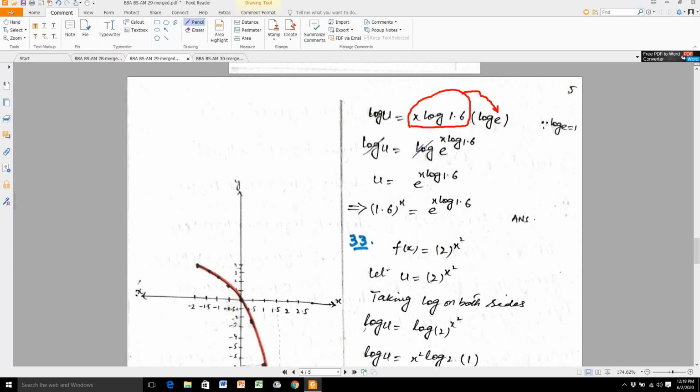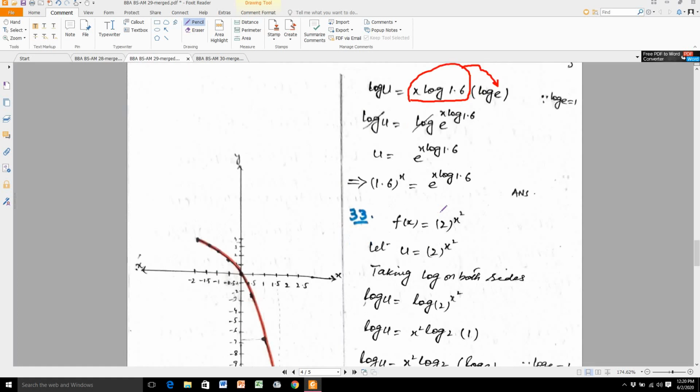So you see here log u is equal to log e raised to the power x log 1.6. So this log is cancelled with this log, and you get u is equal to e raised to the power x log 1.6. And we supposed that u is equal to 1.6 raised to the power x, so I write here its value. So here you see it is an exponential function whose base is e. In this way you convert each function into base e.